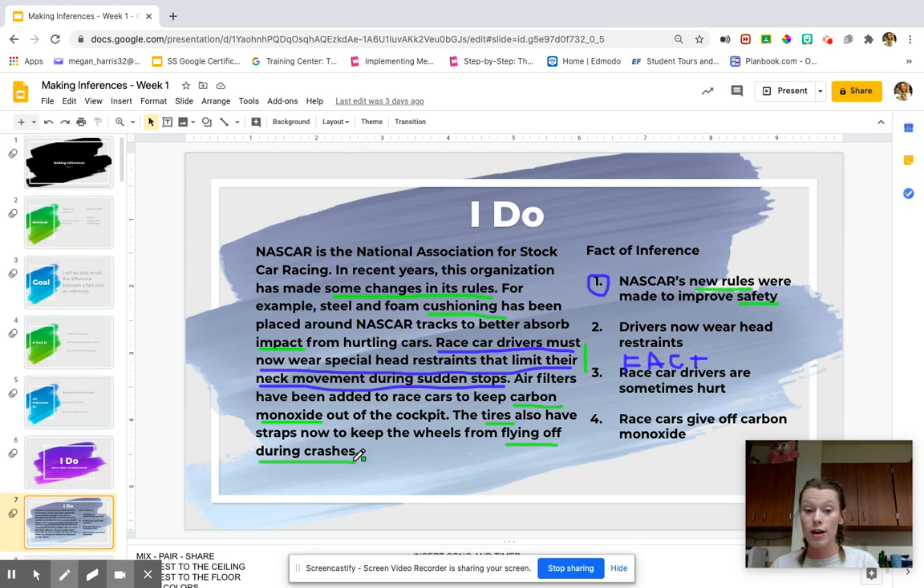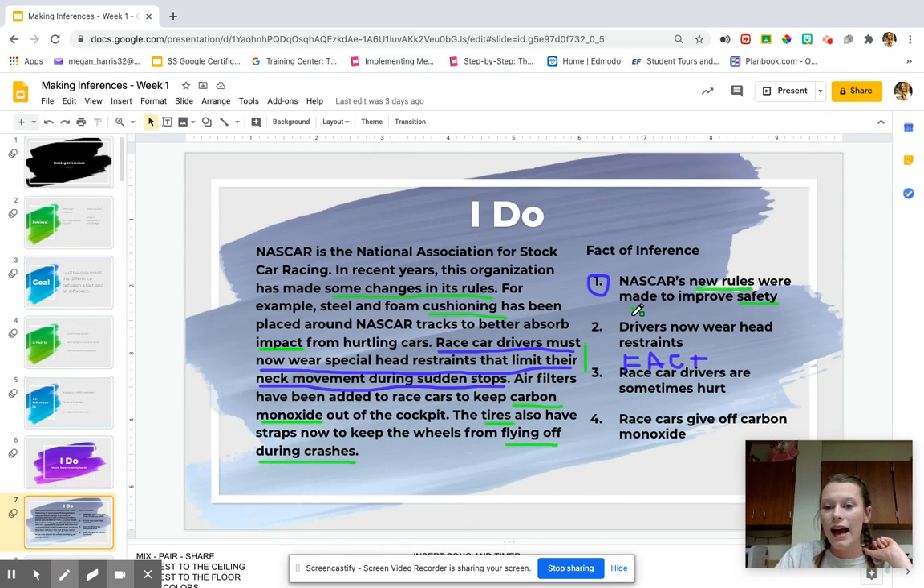Well, I know NASCAR is cars that are driving 200 miles an hour, right? They're driving crazy. I know that they have crashes. And over here, it's talking about all these new rules to prevent crashes, to prevent deadly gas, to prevent their neck being injured. So I'm thinking NASCAR changed these rules to try to keep their drivers safe. Things like adding cushioning, making them wear helmets, special air filters, helping their tires stay on their car. All of those things they did to make it more safe.